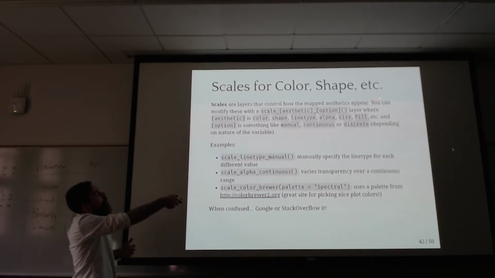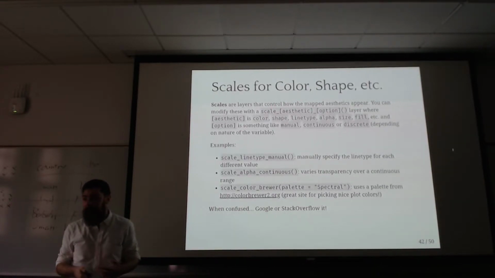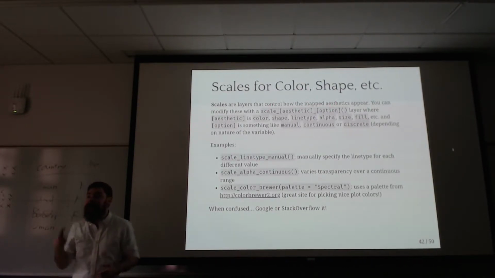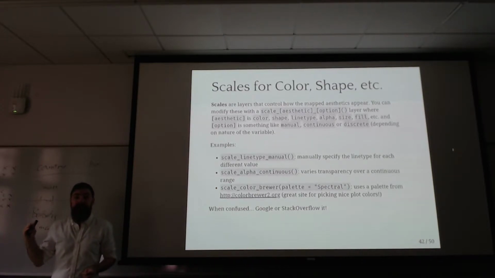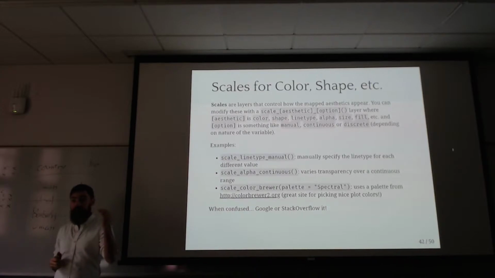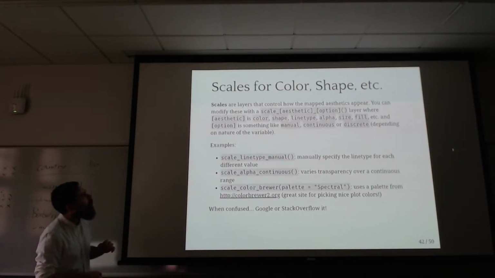You do something like scale color continuous, which would allow you to set a color along the range of a continuous variable. But you can also do things like scale shape manual, which would mean that different values of a variable in your data each have a different shape, and you've manually set which shape corresponds to which value. This is kind of complex, and you'll probably get experience just by messing with it, which is why I require in your homework that you have one manually generated scale.